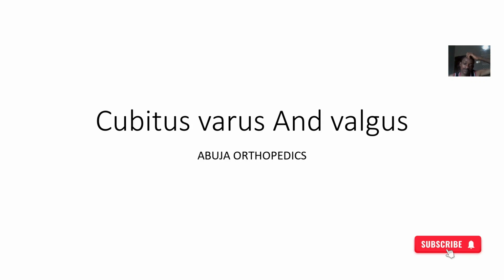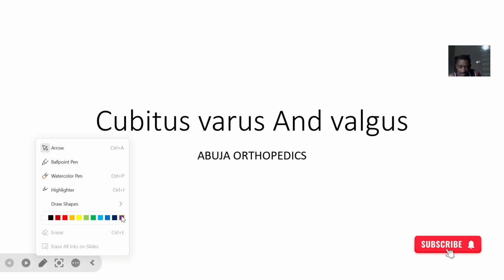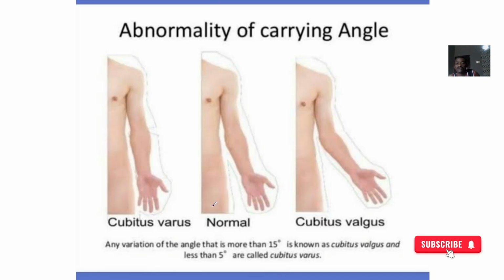Issues. So carrying angle is this angle between your arm and your forearm at the elbow. Alright, so at the elbow you can have Cubitus Varus. You can also have what? Cubitus Valgus. We're discussing the two of them. Okay, so let's quickly move on to the next. So Cubitus Varus and Cubitus Valgus.